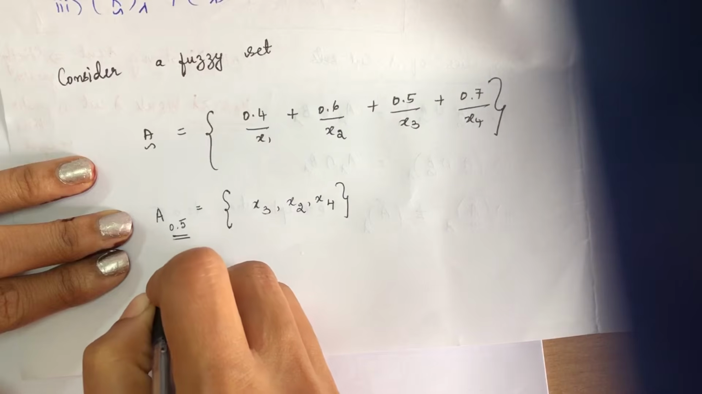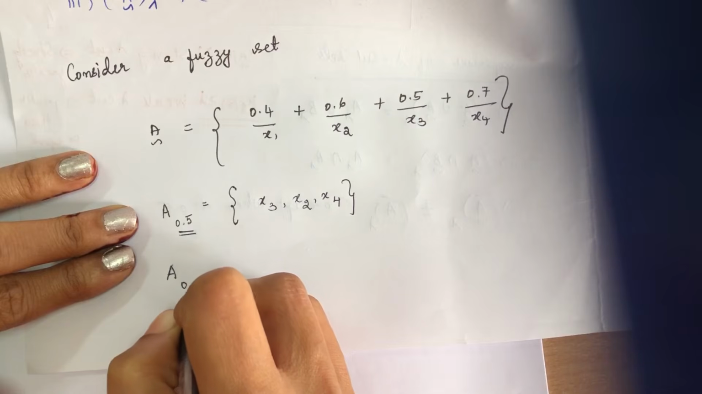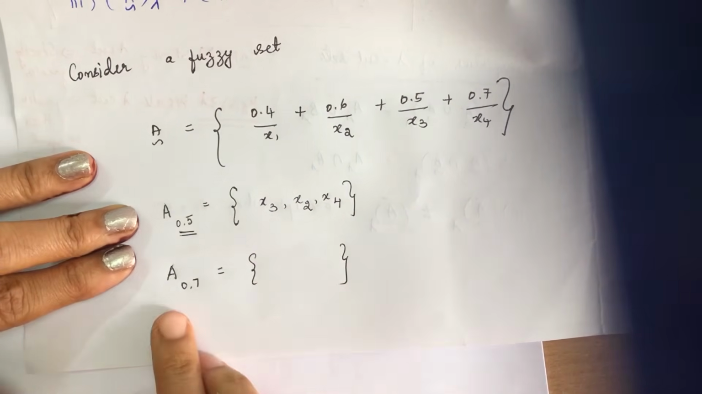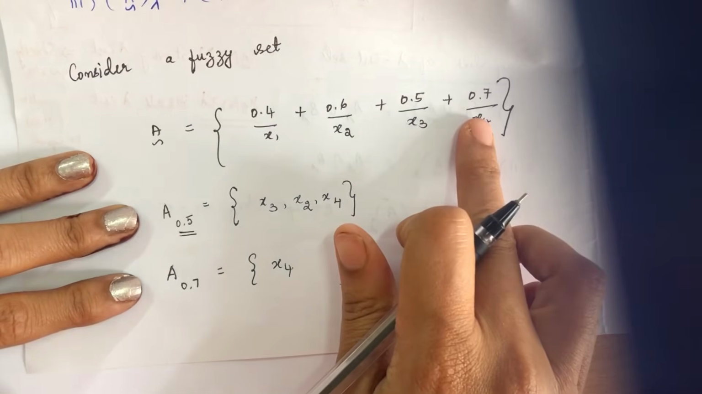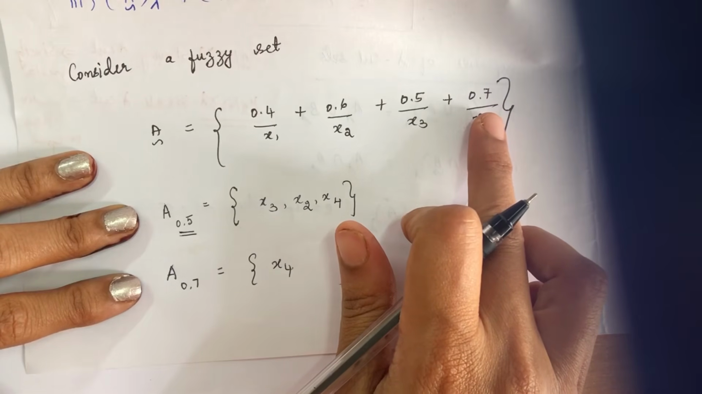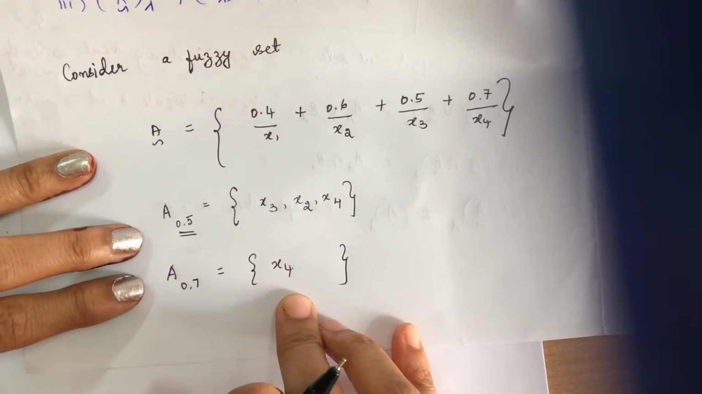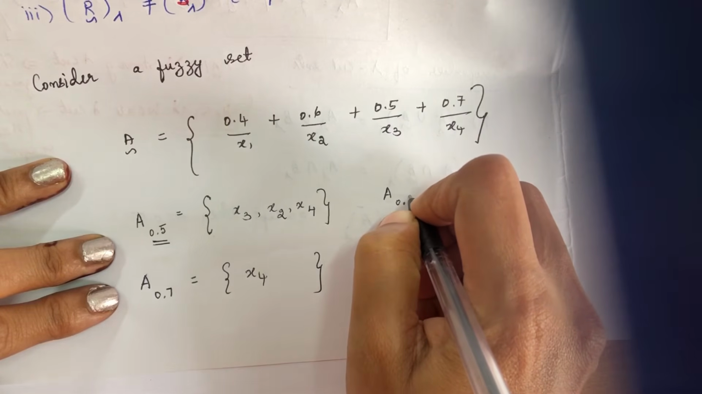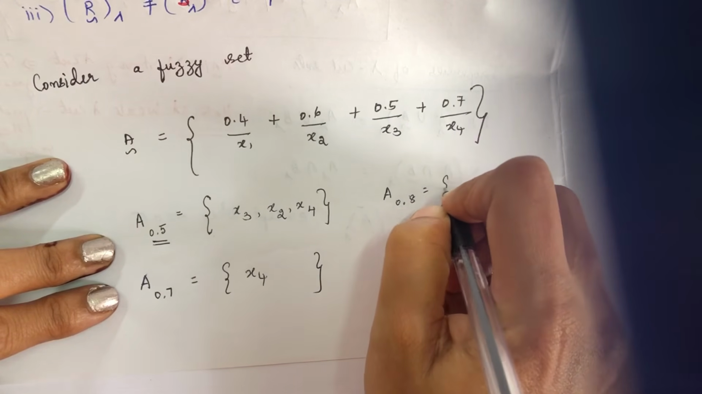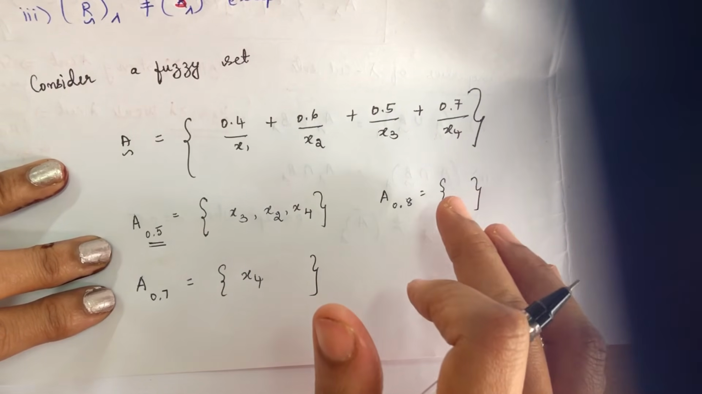Suppose someone asks you to find the crisp set by the lambda cut method for 0.7. What is the answer for 0.7? It will be only x4, because only one value is greater than or equal to 0.7. This is how you convert the fuzzy set into a crisp set. Suppose you want to find it for 0.8: there is no value greater than or equal to 0.8, so you will get a null set.